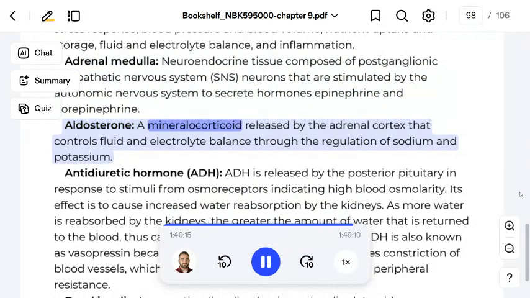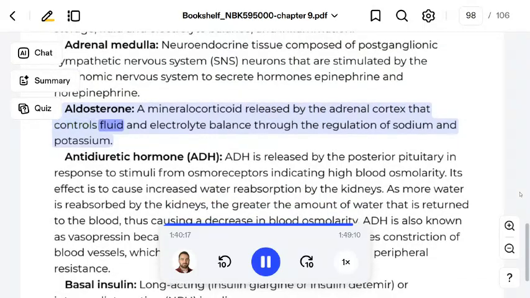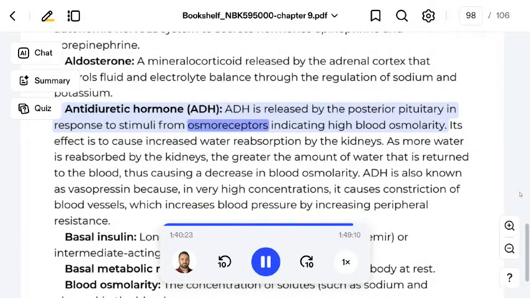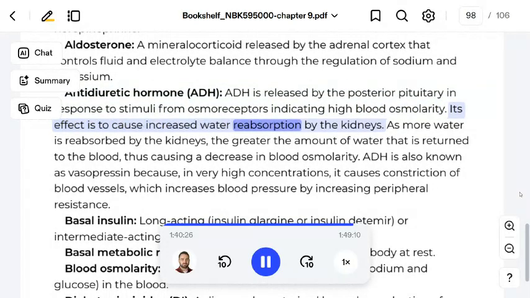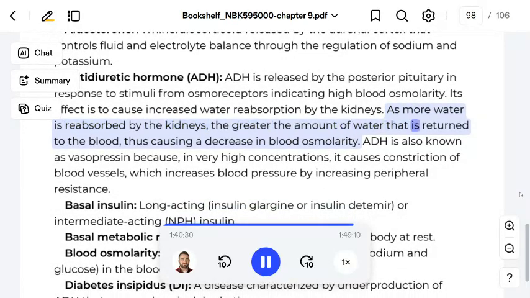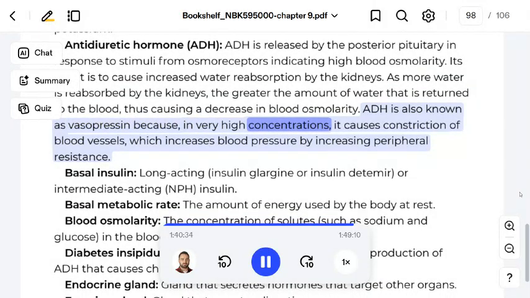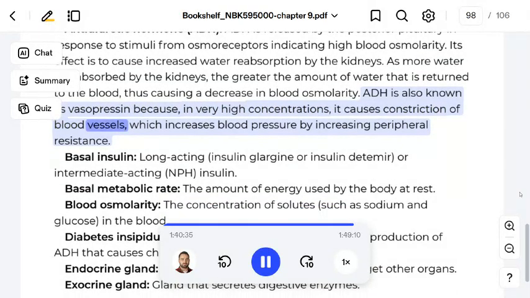Aldosterone, a mineralocorticoid released by the adrenal cortex that controls fluid and electrolyte balance through the regulation of sodium and potassium. Antidiuretic hormone, ADH, is released by the posterior pituitary in response to stimuli from osmoreceptors indicating high blood osmolarity. Its effect is to cause increased water reabsorption by the kidneys. As more water is reabsorbed by the kidneys, the greater the amount of water that is returned to the blood, thus causing a decrease in blood osmolarity. ADH is also known as vasopressin because, in very high concentrations, it causes constriction of blood vessels, which increases blood pressure by increasing peripheral resistance.